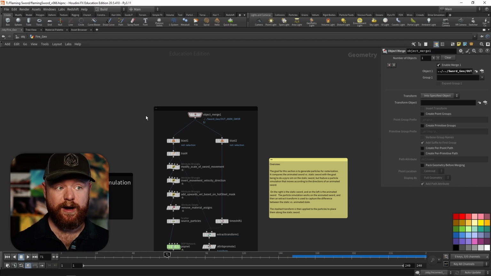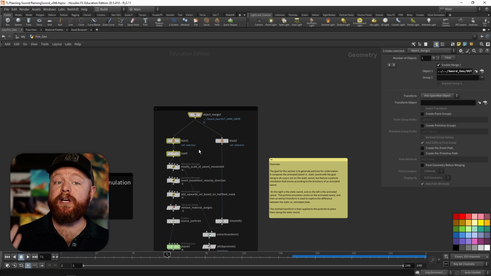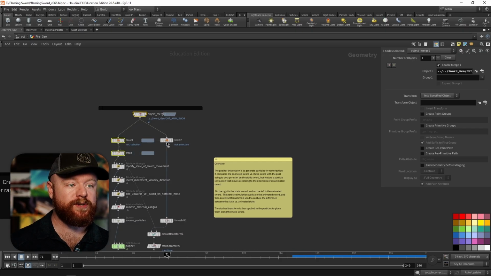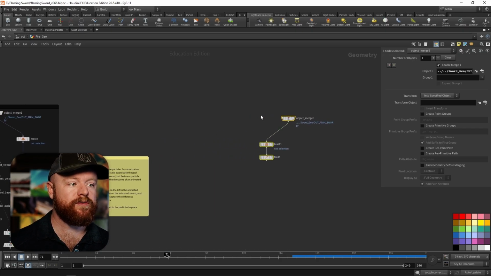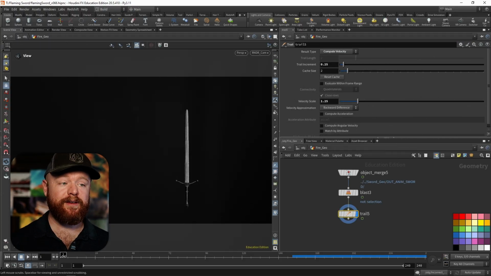And to get things started, I'm going to take our import node here, which brings in the animated sword, this blast node, which isolates the metal portion, and the trail node, which generates velocity. We're going to take this, bring it over here, and I'll show you how this works from scratch. So here we are with the animated sword.